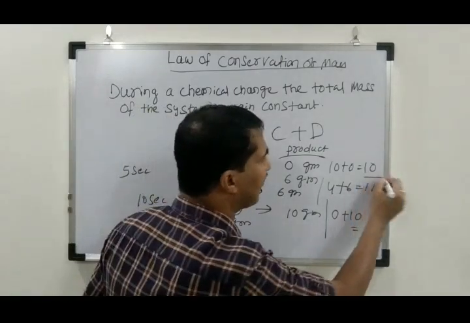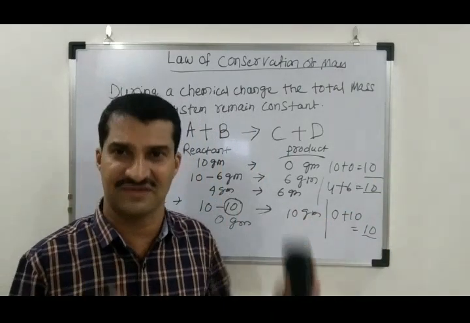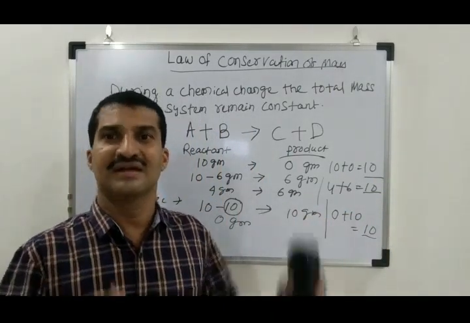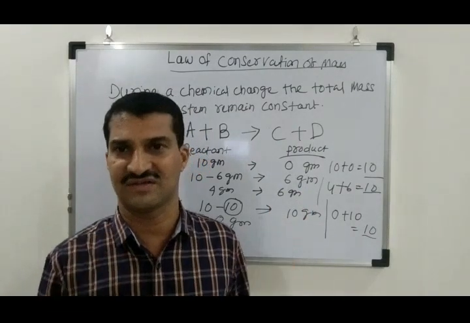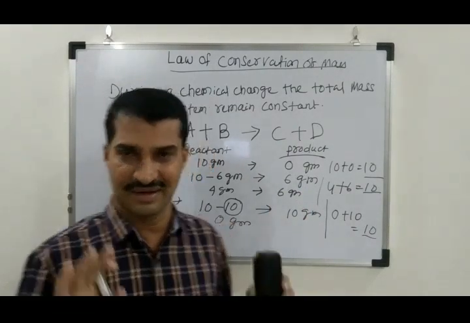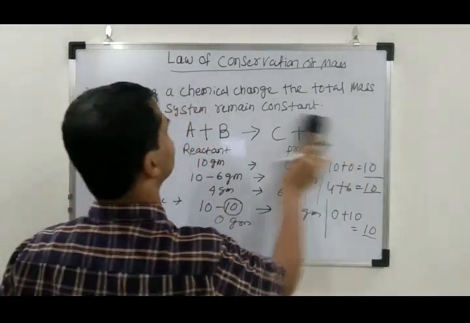So in all three cases the mass of the system is 10 gram only. This is called the law of conservation of mass. That means the mass of the system remains constant throughout, whenever you measure. Clear? Take an example.